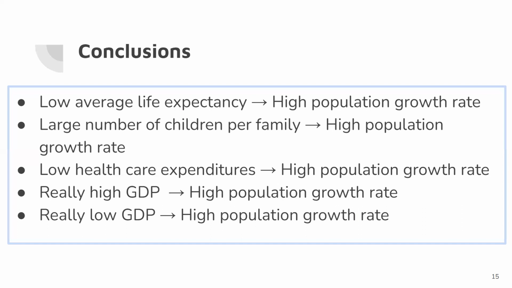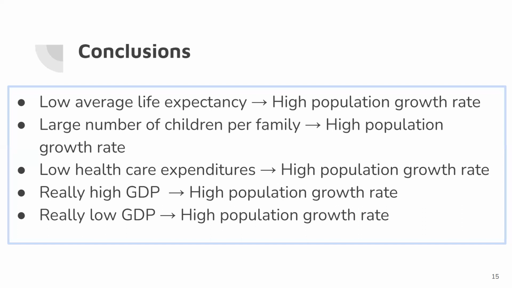And then another thing is that really high GDP, in countries such as the United States and China, especially China, can lead to a high population growth rate. So it's not necessarily that GDP is correlated with population growth rate. And really low GDP can also lead to a high population growth rate, which shows how it's not necessarily correlated.